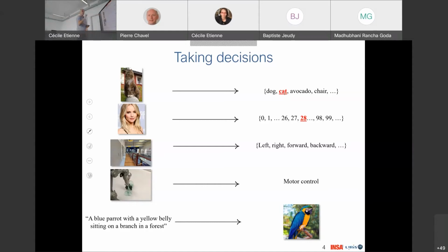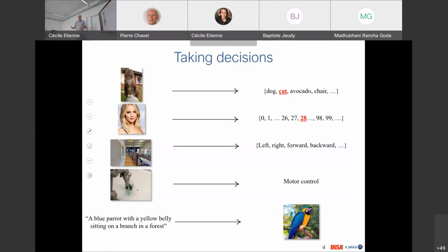What is this here? This is a cat. It's my cat, by the way. What is the age of this person here? Then we would like to do robotics, like take decisions. This could be an observation by a robot that has a navigation problem: find me that person, where do I need to go. So the input is a sequence of images, and the output are decisions on whether I need to go left, right, forward, backward, etc.